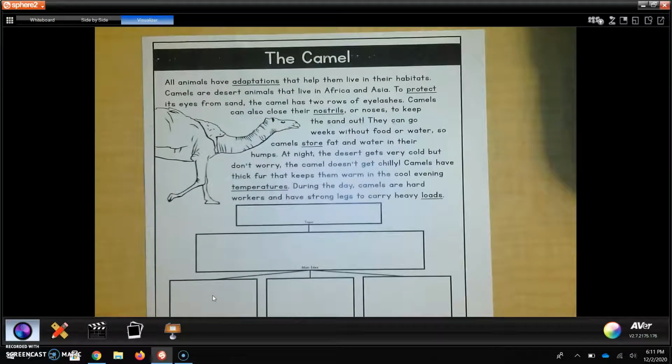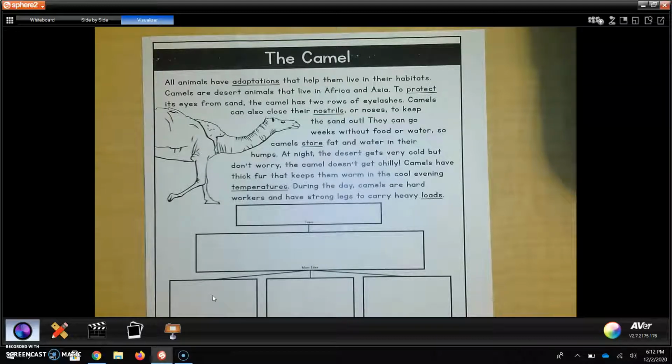All animals have adaptations that help them live in their habitats. Camels are desert animals that live in Africa and Asia. To protect its eyes from sand, the camel has 2 rows of eyelashes. Camels can also close their nostrils, or noses, to keep the sand out. They can go weeks without food or water, so camels store fat and water in their humps.